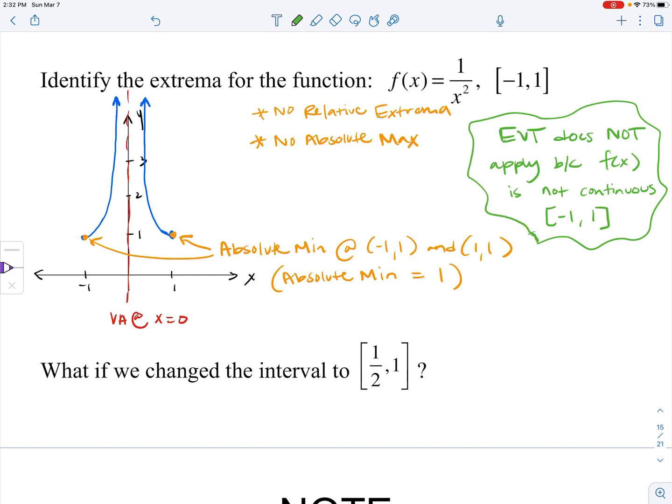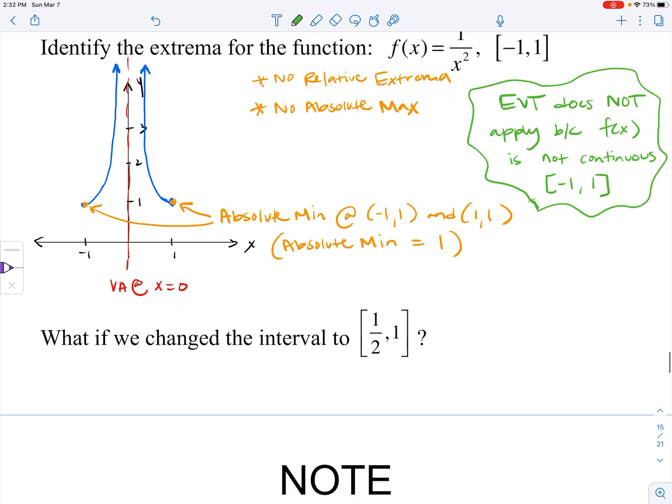Okay, that's really important. The extreme value theorem doesn't apply. Therefore, we were not guaranteed to have both an absolute max and an absolute min. We ended up having an absolute minimum, but we did not have an absolute maximum. Now, we still could have had an absolute maximum. It just wouldn't have been guaranteed by the extreme value theorem.